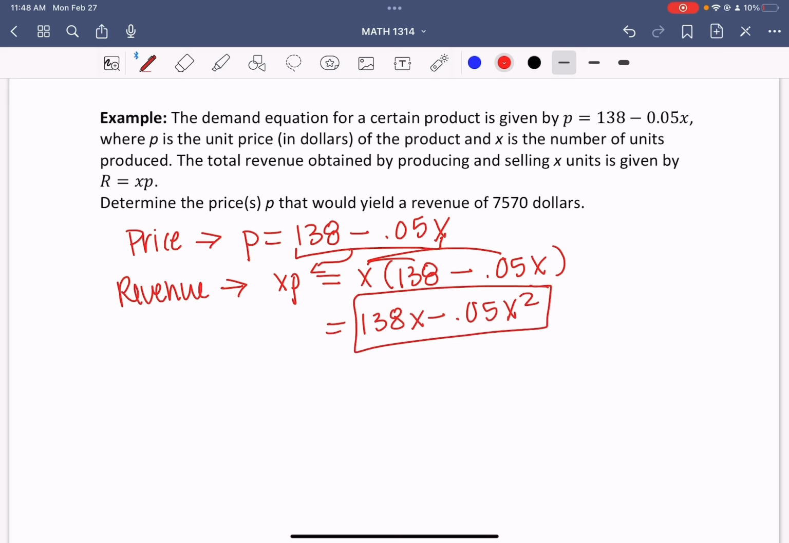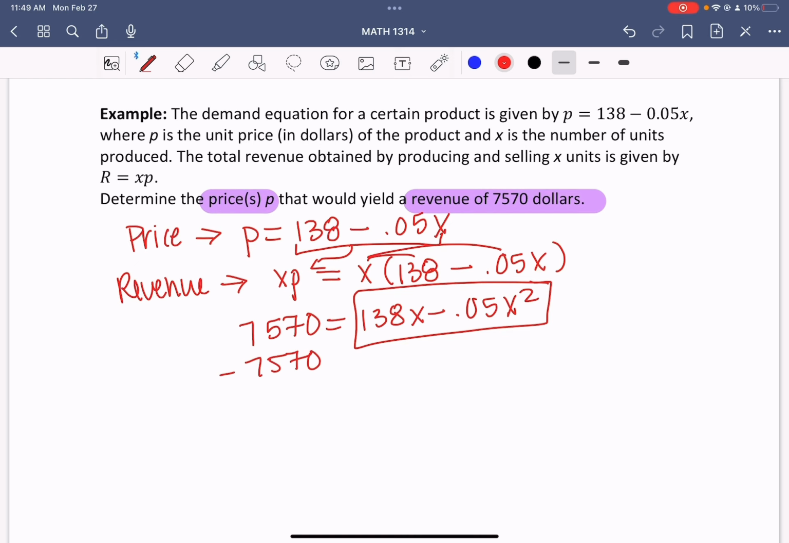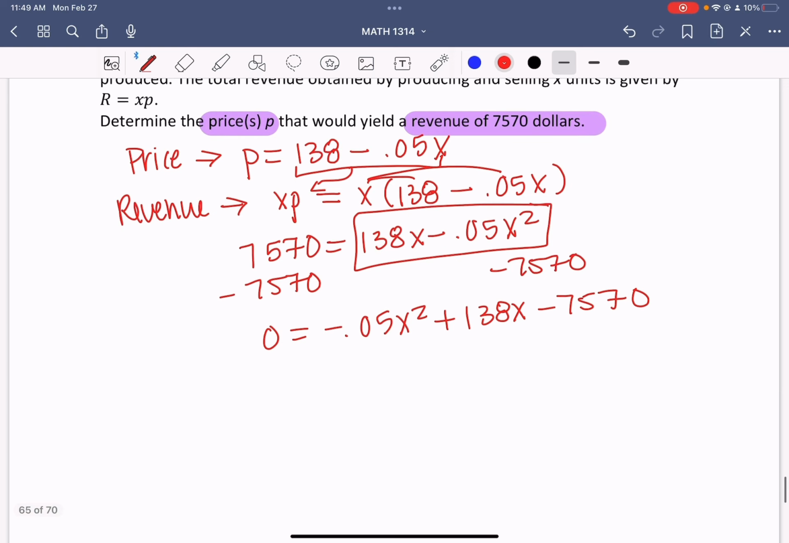Well, we want to know, determine the price P. So we're trying to find the price P that would yield a revenue of $7,570. So that means I'm going to set my revenue equal to that number. Now that I have a quadratic situation, I always want to get it equal to 0 so we can solve. So I have 0 equal to, and I'm just going to rearrange these in order of descending exponents, keeping all my signs what they should be. With a quadratic equal to 0, and especially with these type of numbers, I would just jump into my quadratic formula.